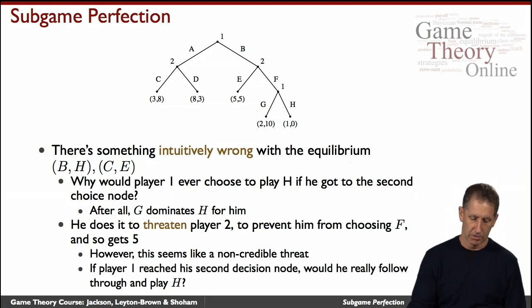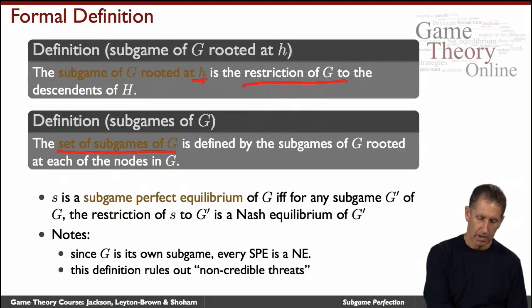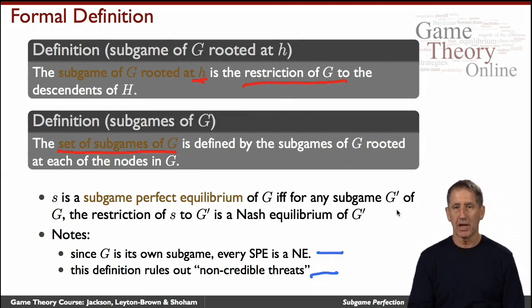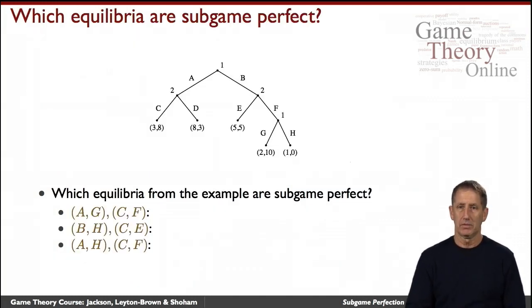And so we see that in fact that captures the intuition of non-credible threat, and notice also that one special case of a subtree is the entire tree. So subgame perfect equilibrium has got to also be a Nash equilibrium. So let's test our understanding of this concept a little bit.